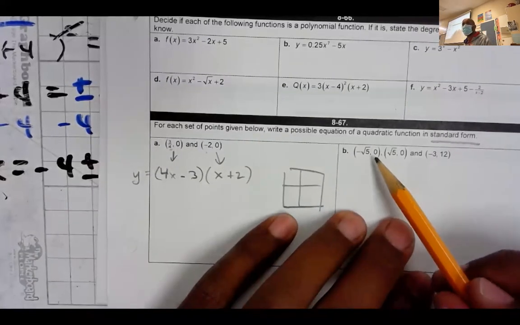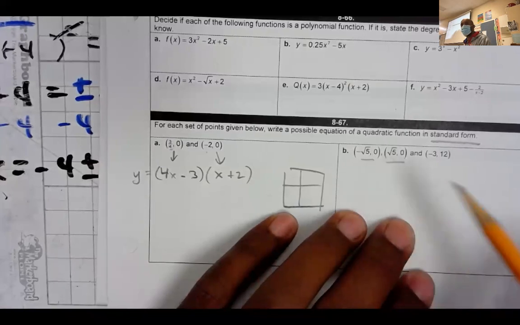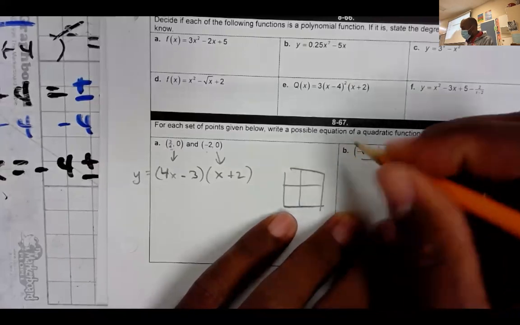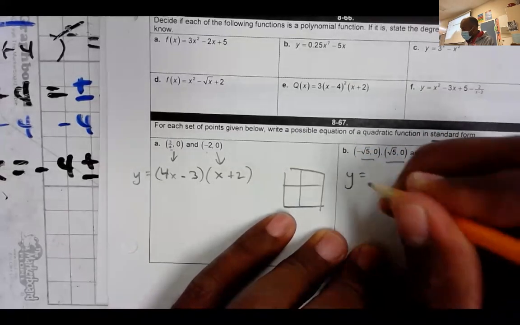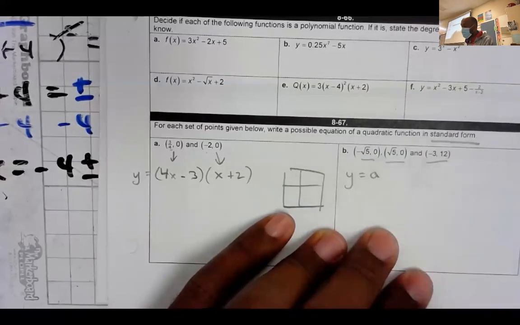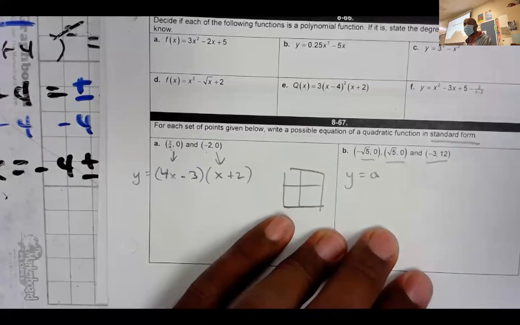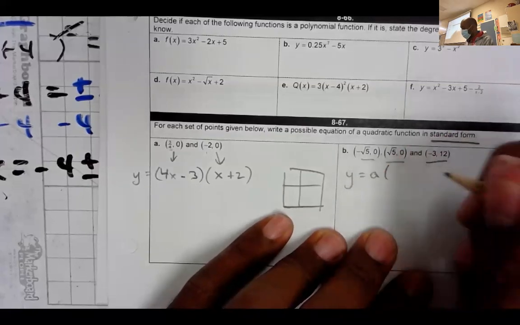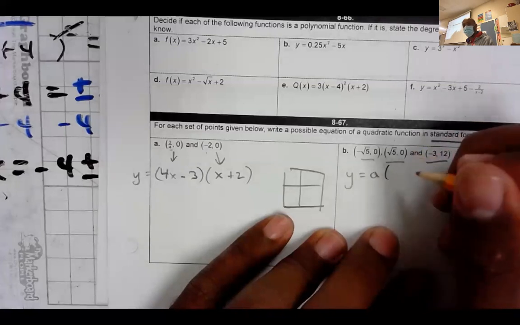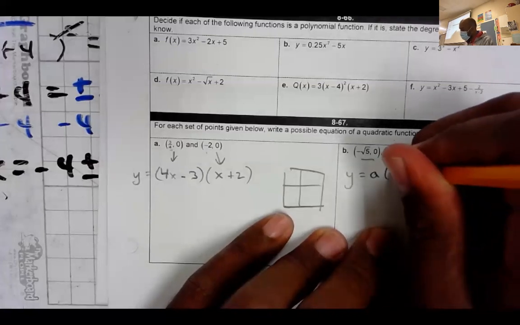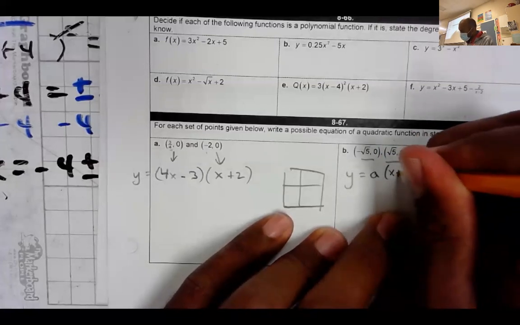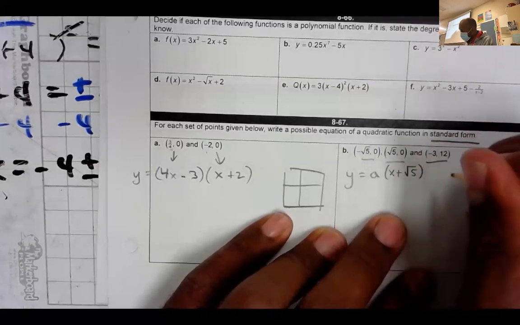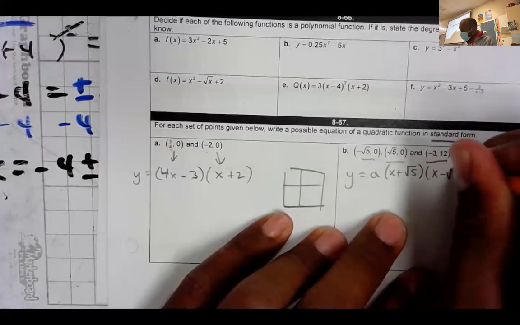This one, notice I've got 2 roots, but 1 point, which means I'm going to need to find the stretch factor, A. So this was kind of like towards the end of last week, or the last folder, C. Here it's going to be x plus the square root of 5 and x minus the square root of 5.